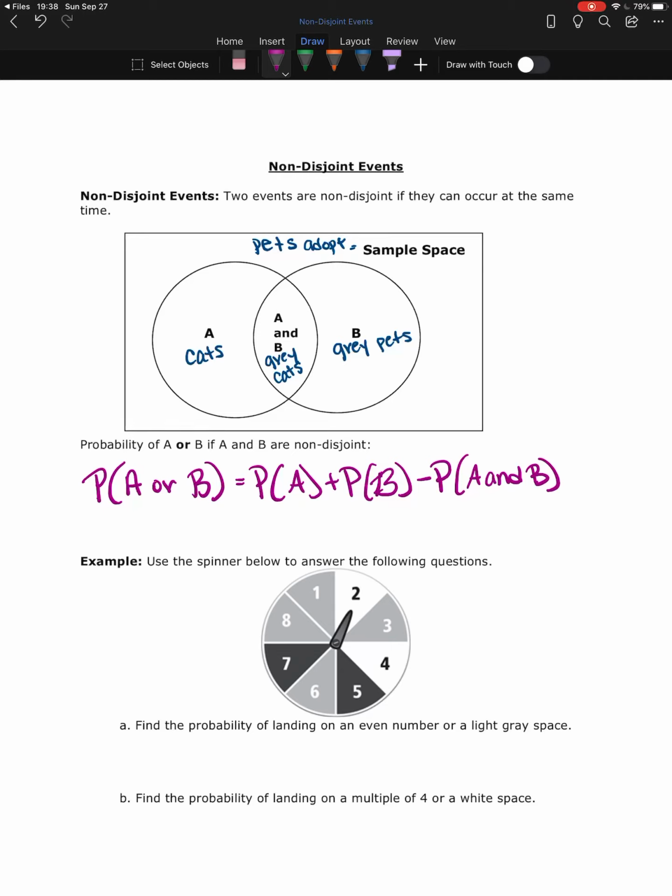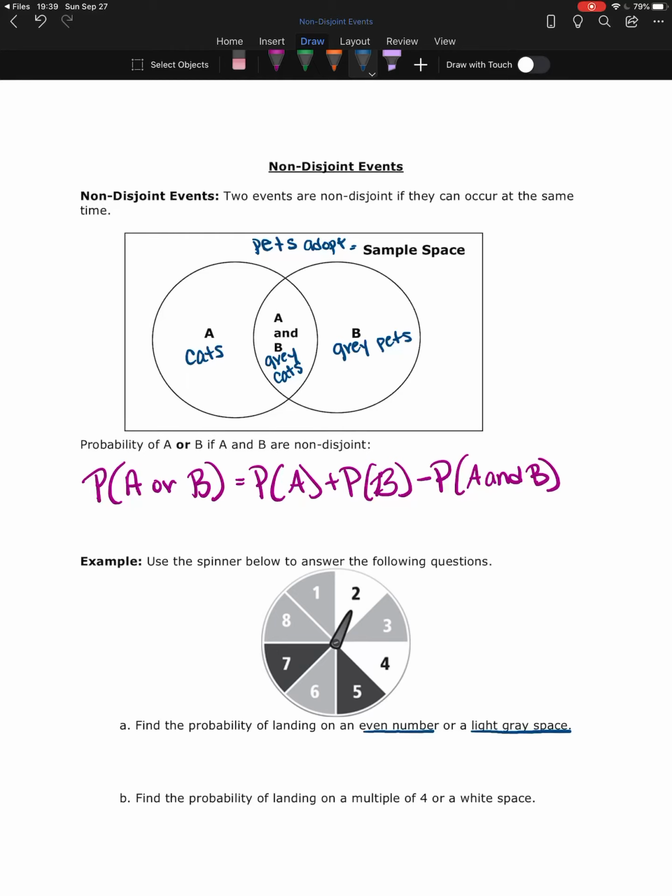So let's look at another example, one that we can more easily quantify. So we have a spinner here. If we look at our spinner, each section of the spinner has a number 1 through 8, and there are also different colors on the spinner. We have white, a light gray, and a dark gray color. The first question says, find the probability of landing on an even number or a light gray space. So we're looking for an even number or a light gray space.